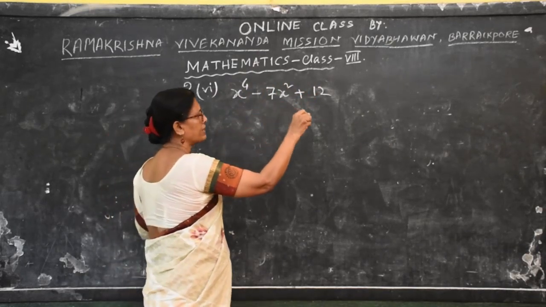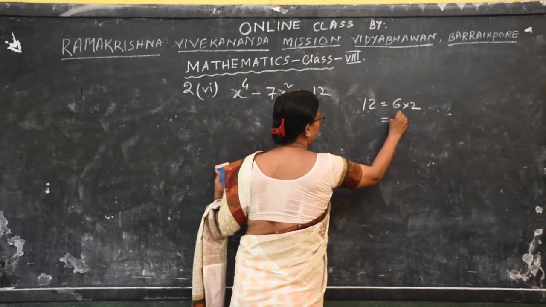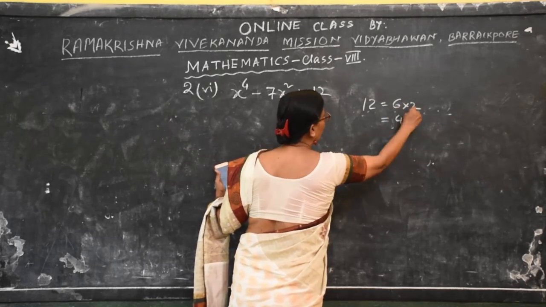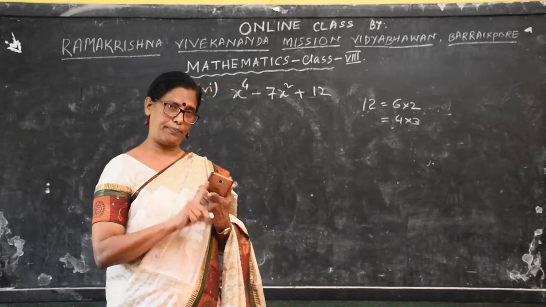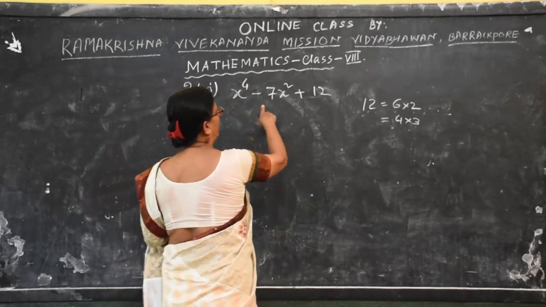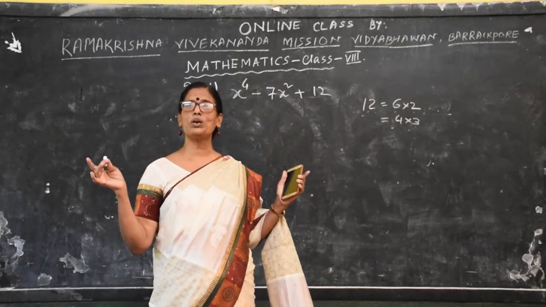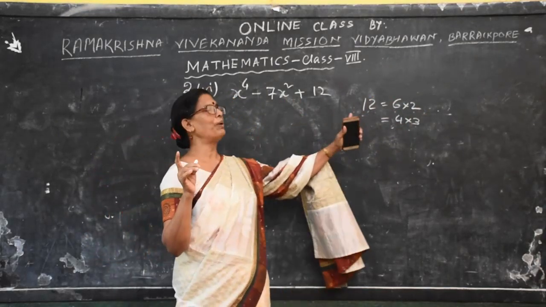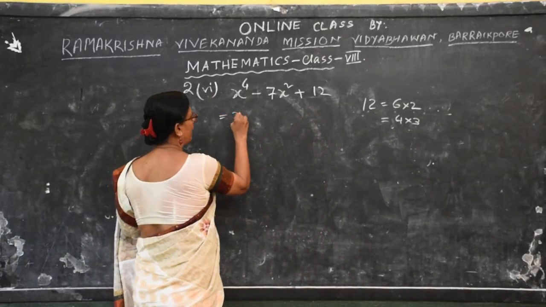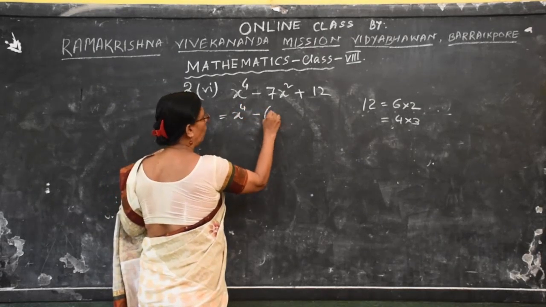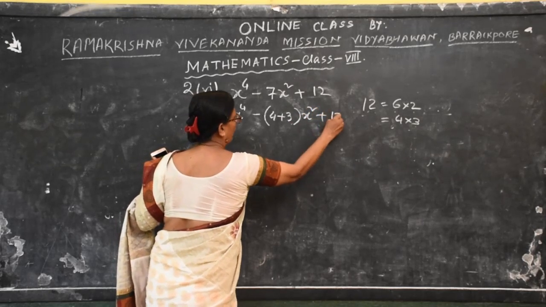So 12 is factorized in such a manner that by these two factors, if addition or subtraction is taken, 7 comes. Say 6 plus 2 and 6 minus 2 have no chance to give 7, but 4 plus 3 gives 7. So here we split 7 as 4 plus 3: x to the power 4 minus 4x square minus 3x square plus 12.